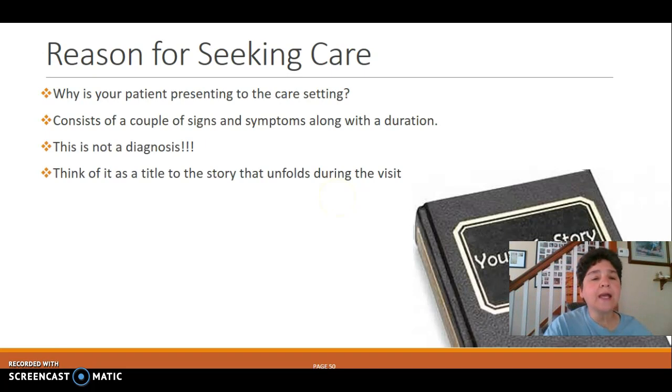The reason for seeking care, why is your patient presenting to the care setting? Why are they here to see you? What is their main complaint? This just consists of a couple signs and symptoms along with the duration. So how long has it been happening? Remember, this is not a diagnosis. So this isn't something where we say, oh yeah, you probably have strep throat, you have a sore throat. This is where we're just measuring those signs or observing those symptoms or having the patient describe those symptoms to us.